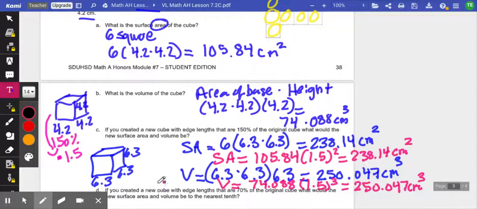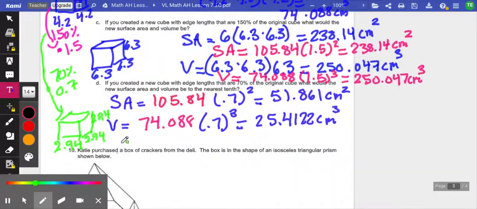All right, how about you try D, pause the video, and then we'll talk about it. Okay, so I took the old surface area and I multiplied by 0.7 squared because you're doing 70%, which is 0.7, but it's area ratio, so you have to square it to get 51.861. You could have also taken your original sides and multiplied by 0.7, so you have a new cube side of 2.94, and you go 6 times 2.94 times 2.94, you'll get the same answer.